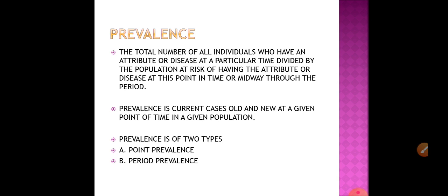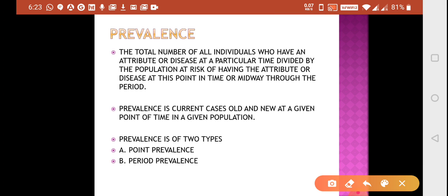Next is prevalence. Prevalence is the total number of all individuals who have an attribute or disease at that particular time divided by the population at risk of having the attribute or disease at this point in time or midway through the period. You don't have to cram the definition anyway. In prevalence, suppose you are going into a village and at that time you will sit and see how many people are diabetic in this village at this point of time.